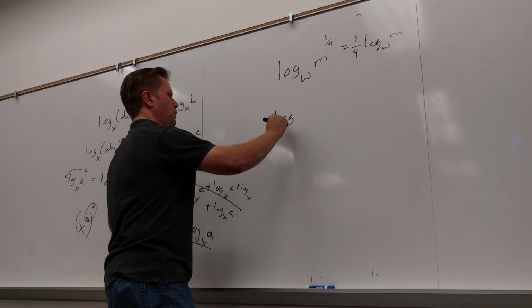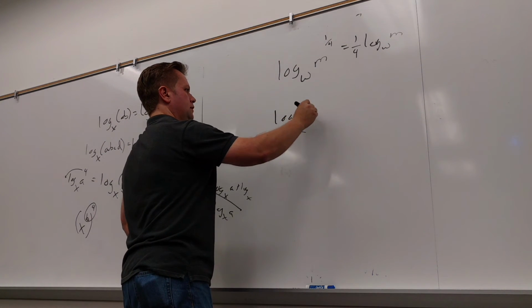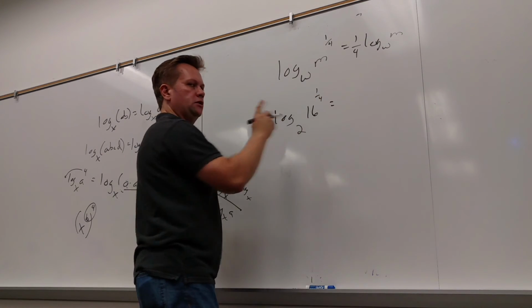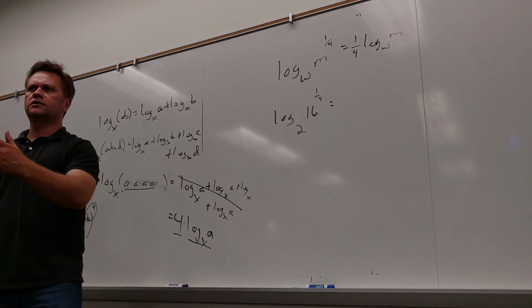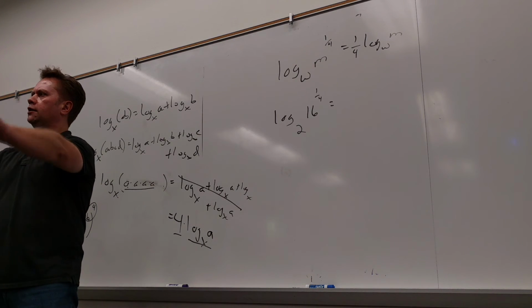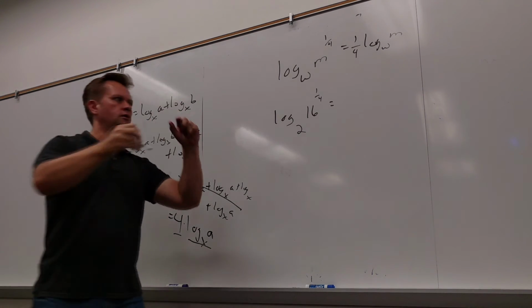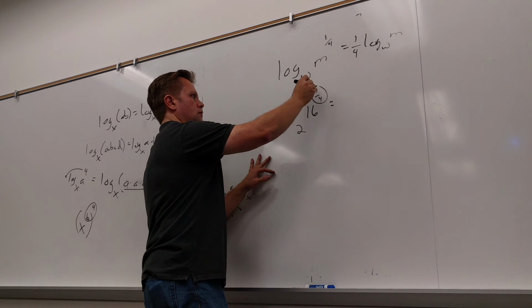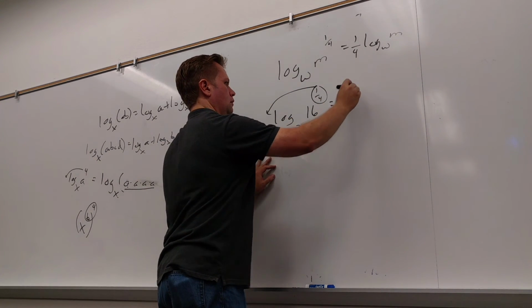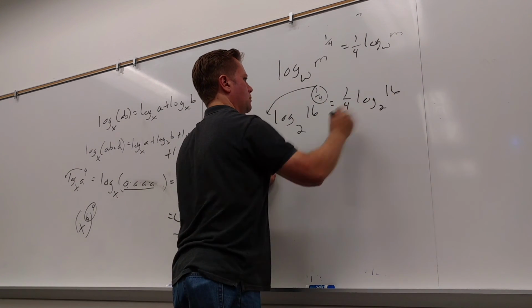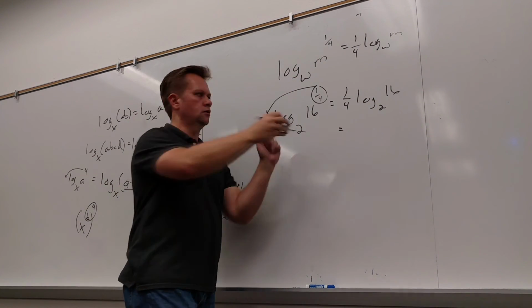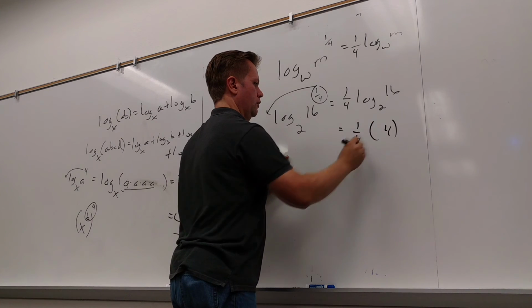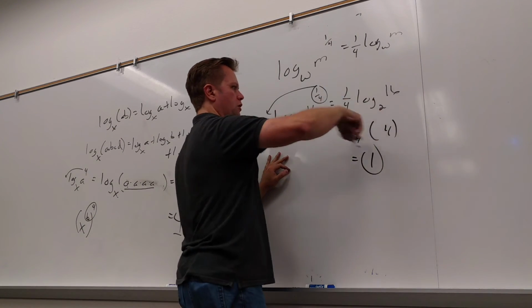So what's log base 2 of 16 to the 1/4? Well, let's be dumb about this. Not dumb, but we know what 16 to the 1/4 power is, right? But pretend we don't know. We only know this property. So what would happen to this? 1/4 log base 2 of 16. And what's log base 2 of 16? 4. Good, because 2 to the 4th is 16. And what's 1/4 of 4? 1.